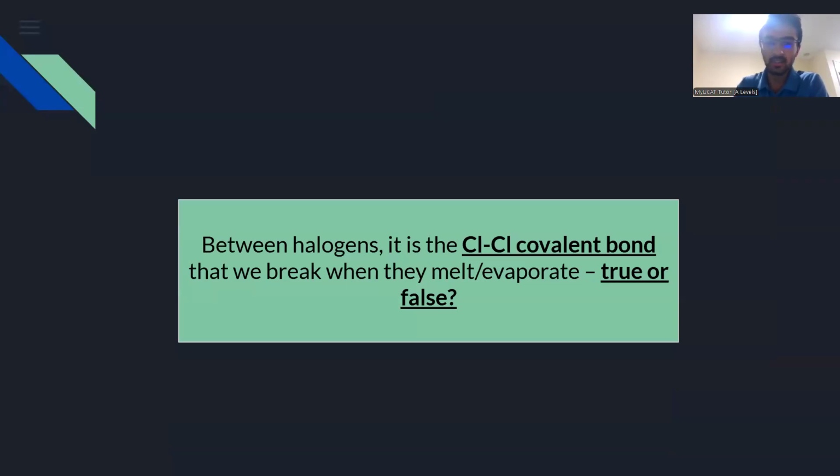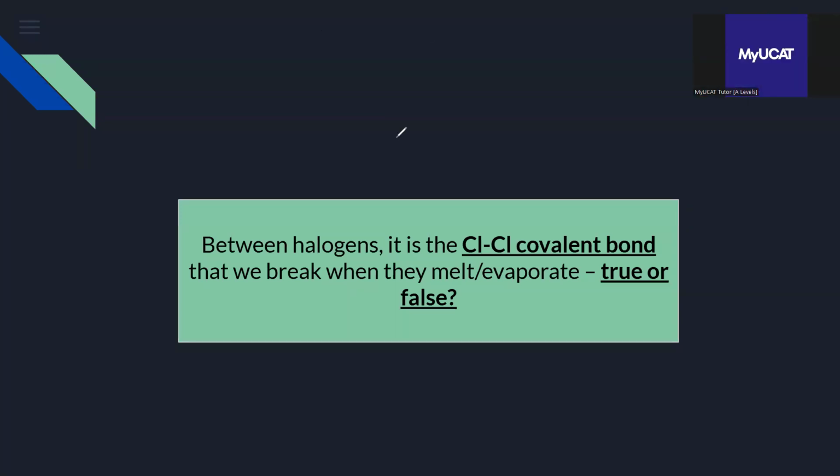So if we start off by thinking about when they melt or when they evaporate, what kind of bonds are we breaking? If we think about one of our halogens, for example chlorine, we've got the Cl-Cl bond between them, with one electron being shared from each. Is this bond between the two chlorines the one that we're breaking when they melt or evaporate? No? And so what do we break instead? Yep, van der Waals forces. And what particular kind of van der Waals forces? Yep, we've got the London forces, exactly.